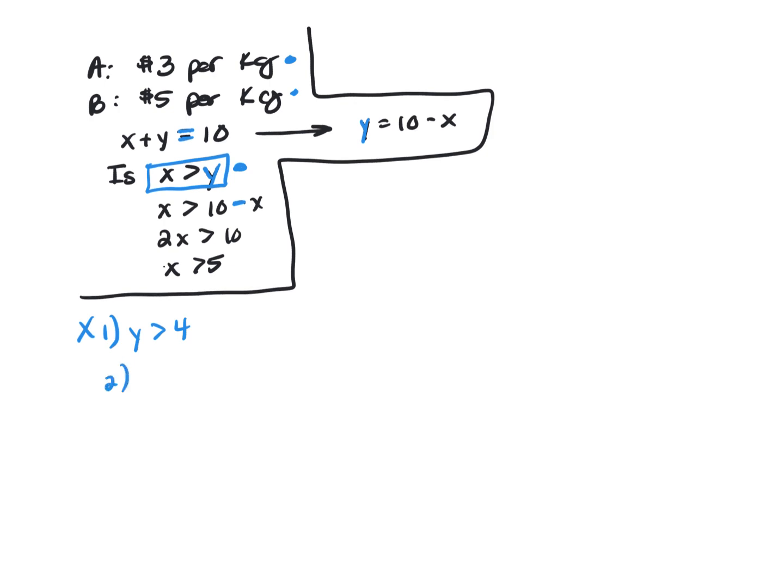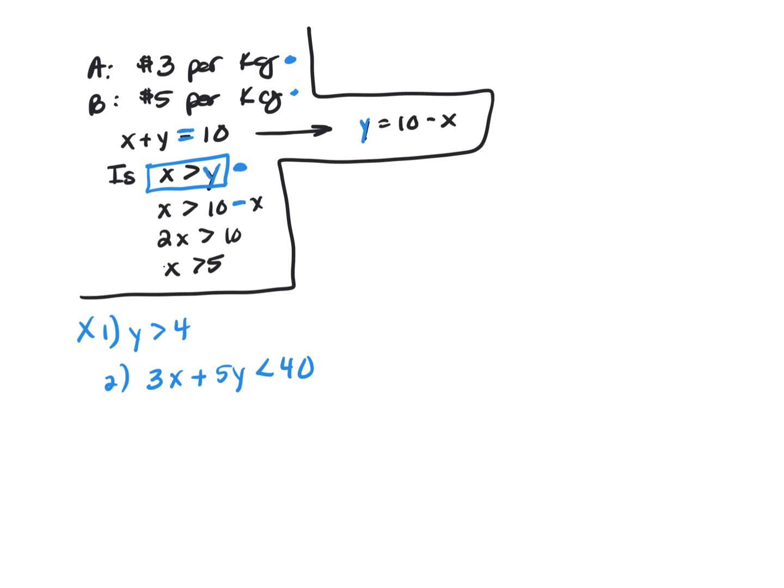Clue 2. The cost of 10 kilograms of material K is less than 40. The cost, so $3 per kilogram. So 3X plus 5Y is less than 40. Okay? All right. So we're trying to figure out if X is greater than Y, or equivalently X greater than 5.